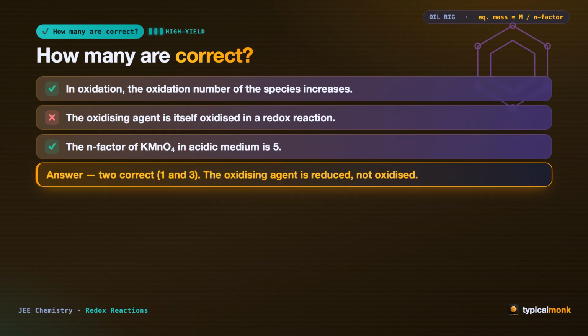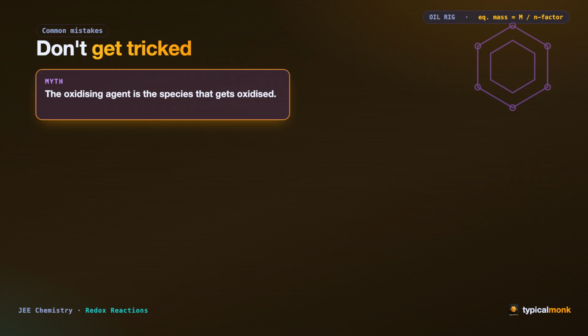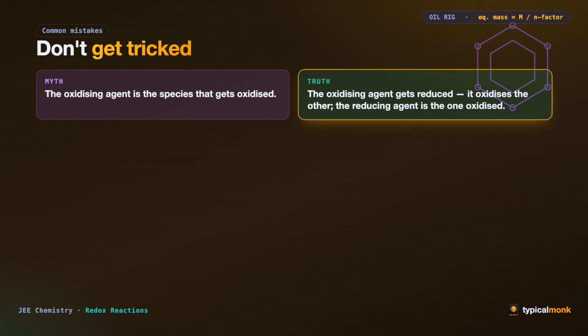So the answer, 2 are correct. Statements 1 and 3. The trap is statement 2. The oxidizing agent is reduced, not oxidized. Now the 2 mistakes that quietly cost marks. The myth, the oxidizing agent is the species that gets oxidized. The truth, the oxidizing agent gets reduced. It oxidizes the other one. It is the reducing agent that gets oxidized. Read the 2 words as opposites.